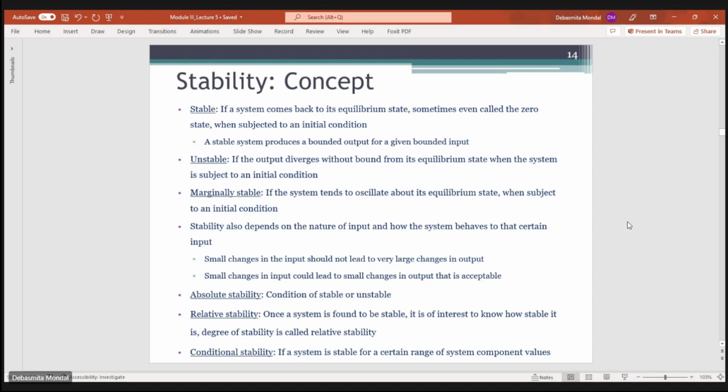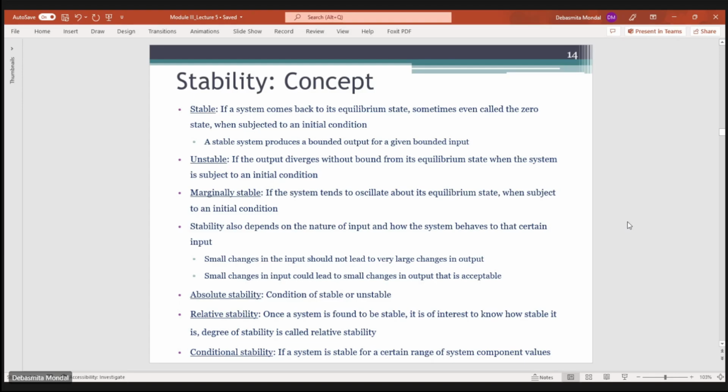Now if you want to quantify the extent of stability, there are three parameters. One is absolute stability. Absolute stability gives the condition of whether the system is stable or unstable. It just gives you a qualitative answer saying yes, it is stable, or no, it is not stable.